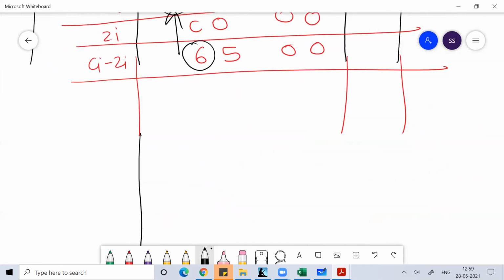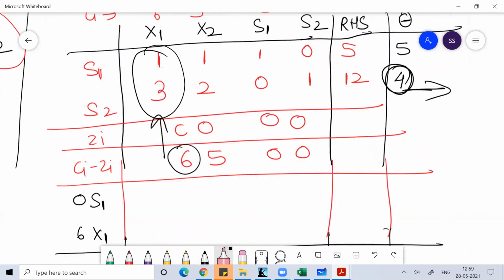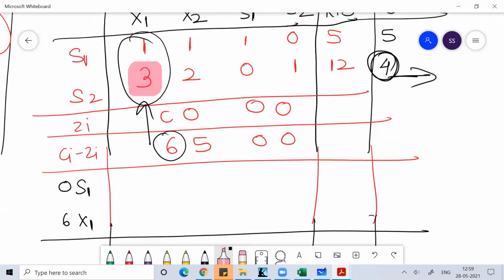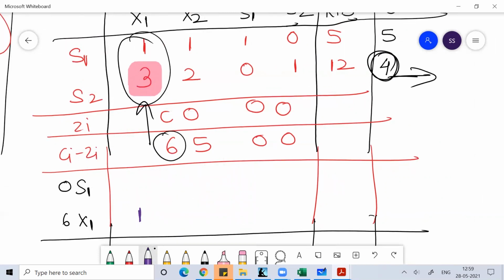Once you understood this, here I'll write s1 with coefficient 0, x1 with coefficient 6. The value corresponding to the row which is exiting and the column which is entering is called the pivot element. Now divide all the elements of this row by the pivot element. So 3 divided by 3 is 1, 2 divided by 3 is 2 by 3, 0 divided by 3 is 0, 1 divided by 3 is 1 by 3, 12 divided by 3 is 4.